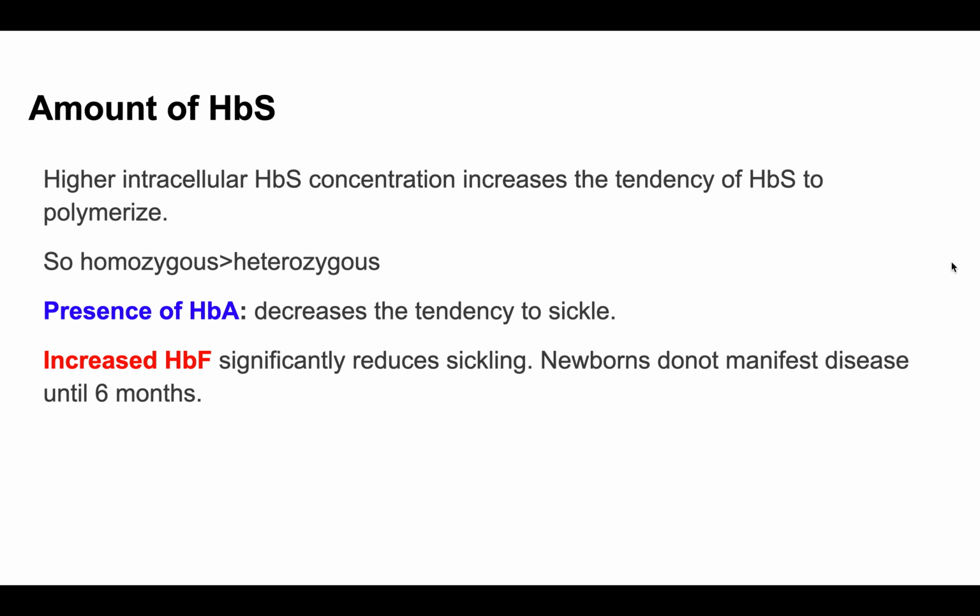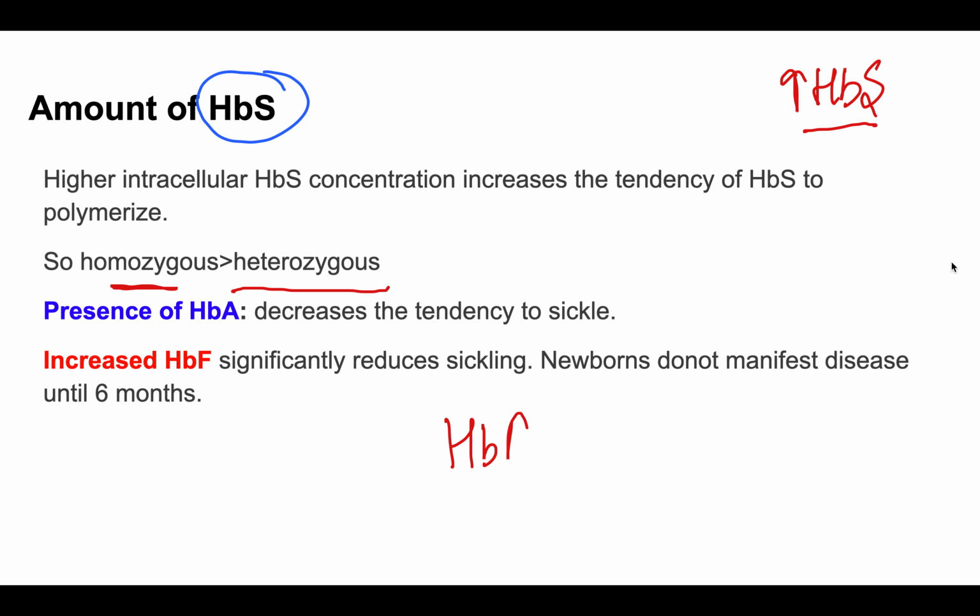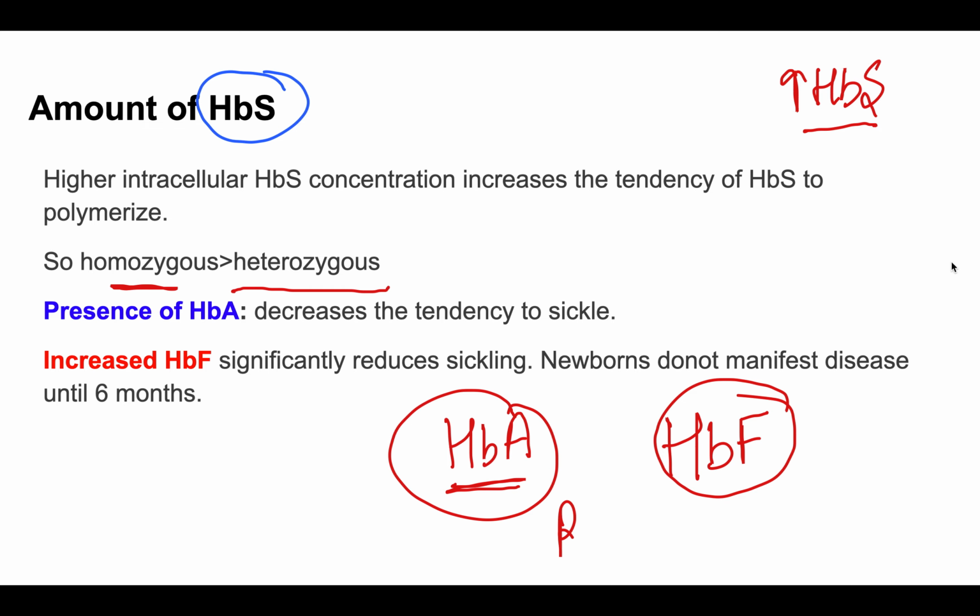First, going to the amount of HbS present. If a patient has higher HbS, higher polymerization will take place and therefore the patient will develop more sickling. So a homozygous patient will have more sickling than a heterozygous patient. Secondly, presence of HbA, which is a type of normal hemoglobin, or HbF. These two hemoglobins reduce the sickling. HbA decreases the tendency to sickle, and HbF also decreases the sickling.